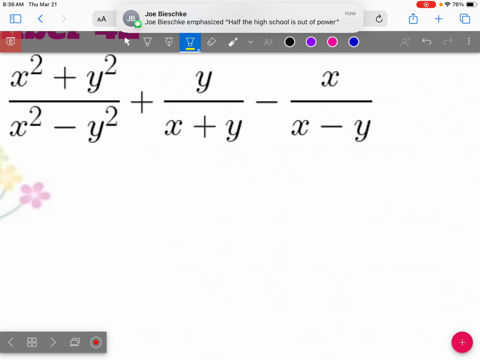Alright, so our first thing is that we need to figure out what our least common multiple of our denominators is. Which means that I'm going to need to put this into factored form in order to find what pieces we need in our denominator. So look at that first one and see if we can factor that.